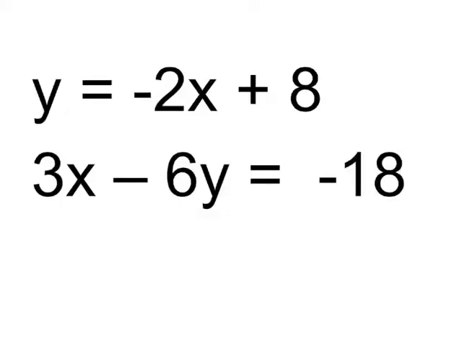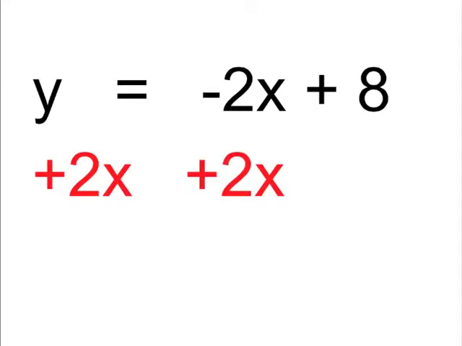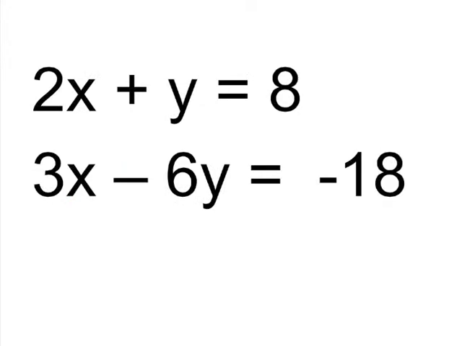Here we have two linear equations. Notice how they are both different? We have to make them the same in standard form. The second one is already in standard form, which is x, y, constant, so we have to change the first one. This one is pretty easy, you just add 2x to both sides. Now they are both in standard form.